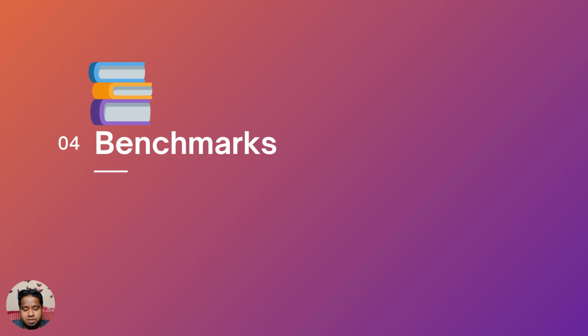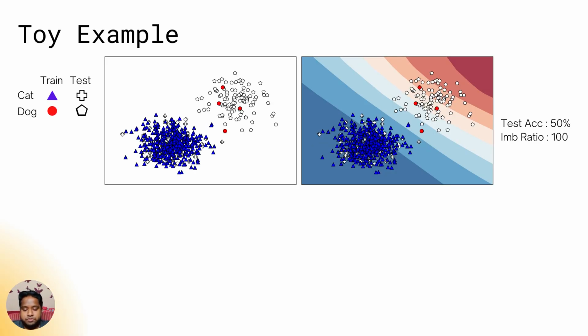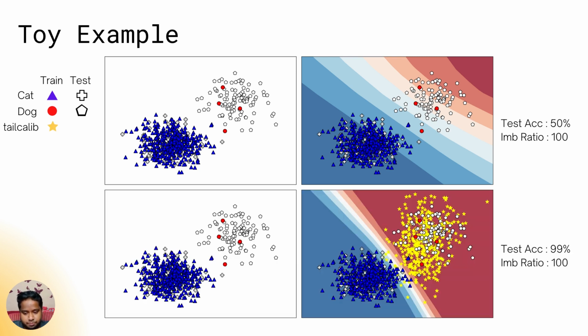Let's talk numbers now and see how our method performs in comparison to the existing literature. First, let's revisit the toy example which we studied at the beginning. When the imbalance ratio is 100, the test accuracy becomes 50%. How does our method perform in this scenario? The newly generated samples based on our method have pushed the decision boundary back, effectively increasing the test accuracy of the dogs to 99%. This is a proof of concept that our method works.